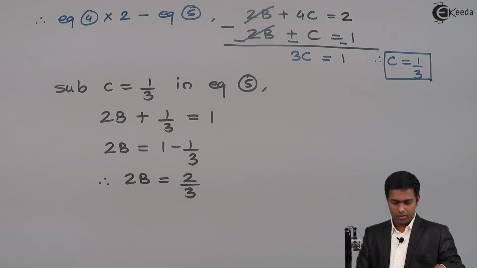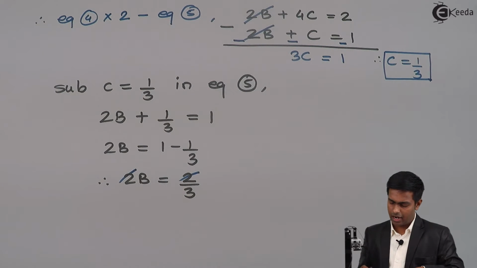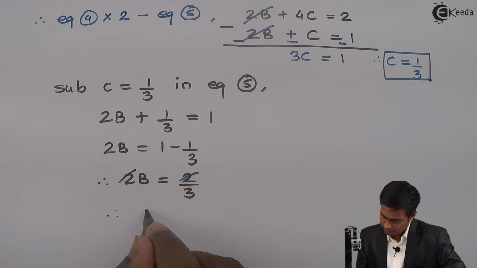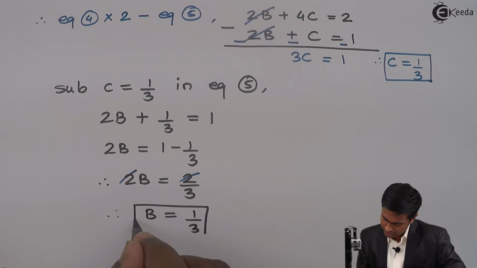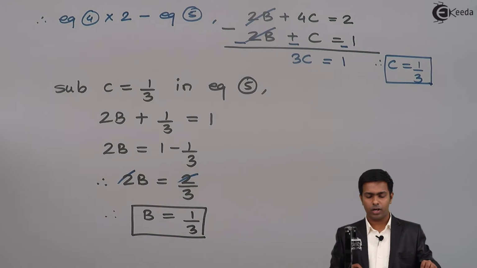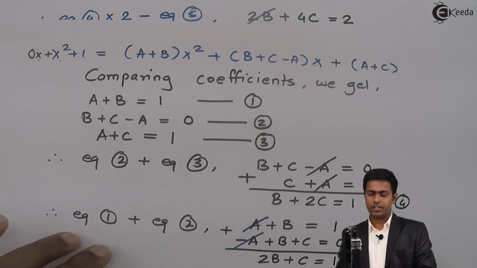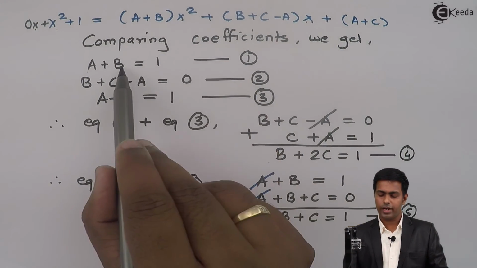Next, we can cancel the 2 from the numerator of both sides, and we will get therefore B equal to 1 upon 3. So the value of B is 1 upon 3. So we got value of B and value of C as 1 upon 3. Now we will substitute that value of B in equation number 1 to get value of A.